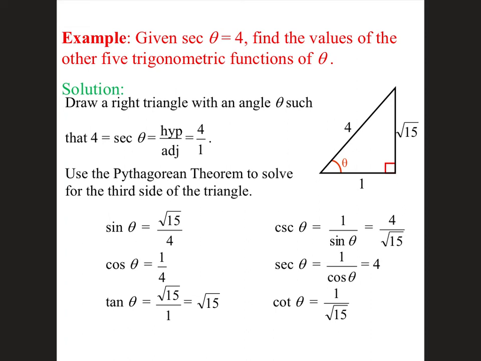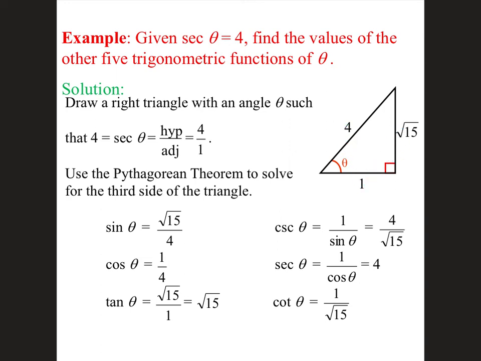So here is another example of how we can use the trig functions. Suppose you are given the secant of an angle is 4. Find the value of the other trig functions. So we are given secant, which is the same as hypotenuse over adjacent. So it is equal to 4, or we can write 4/1. So hypotenuse is 4, adjacent is 1.